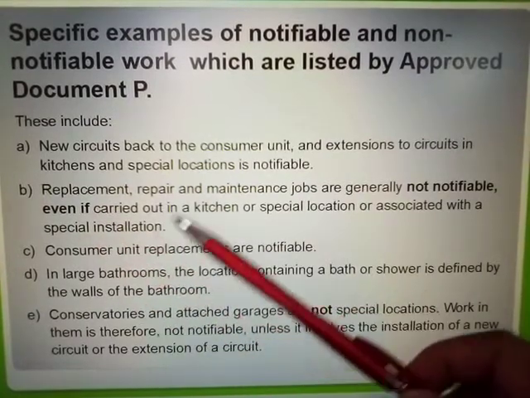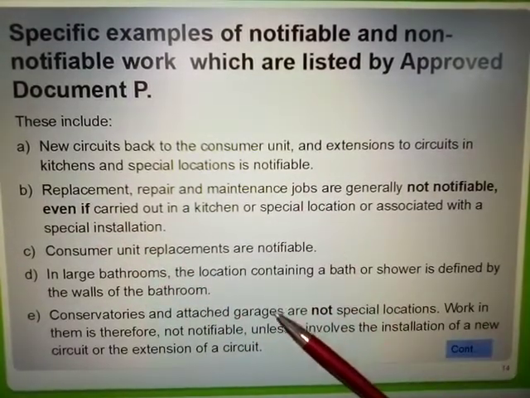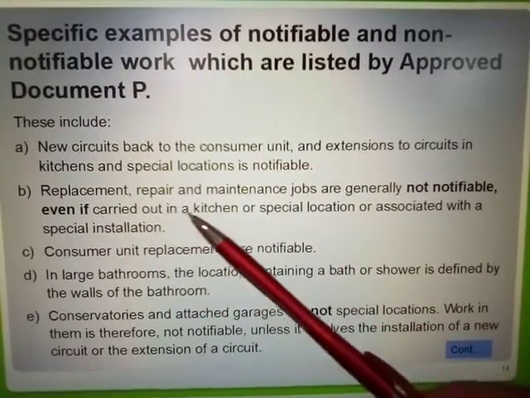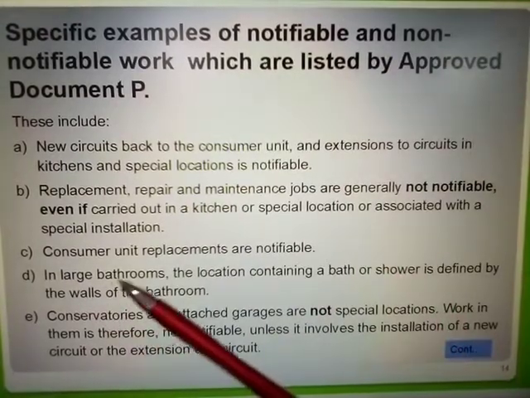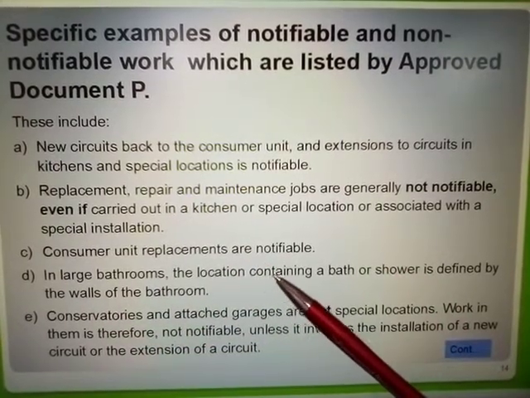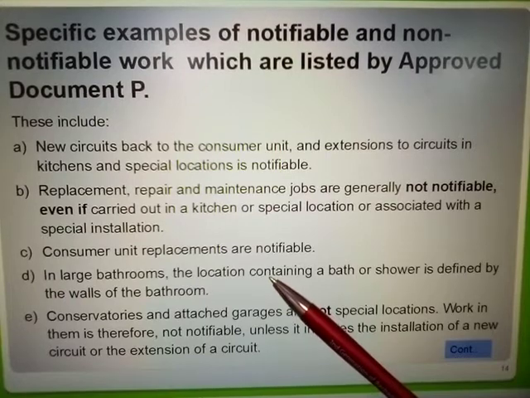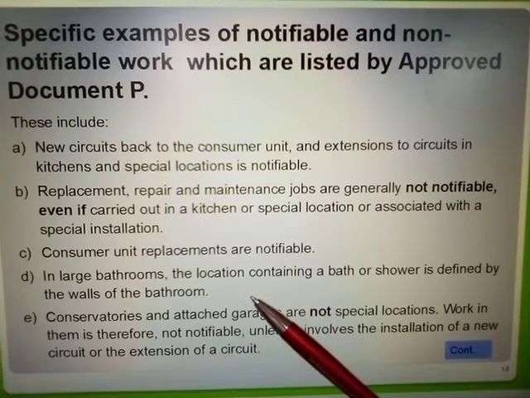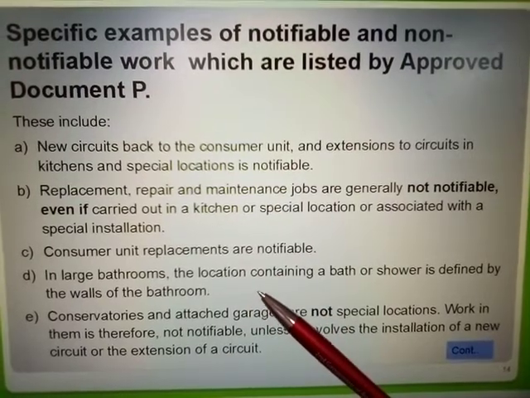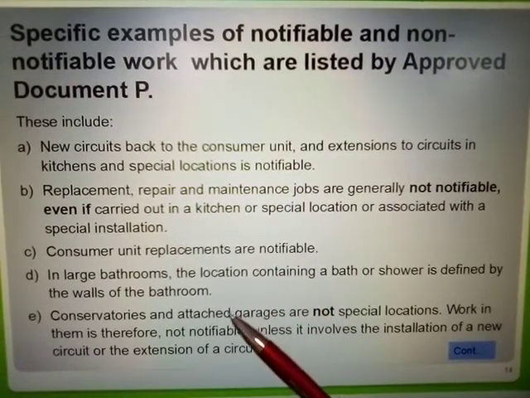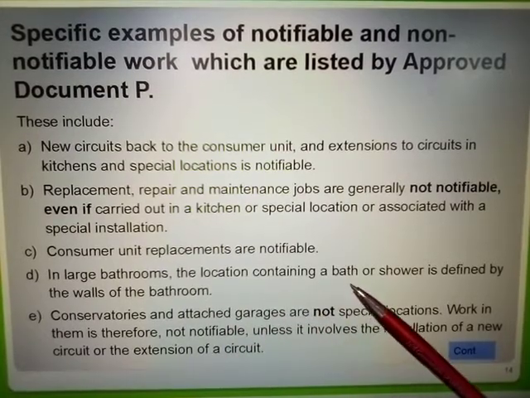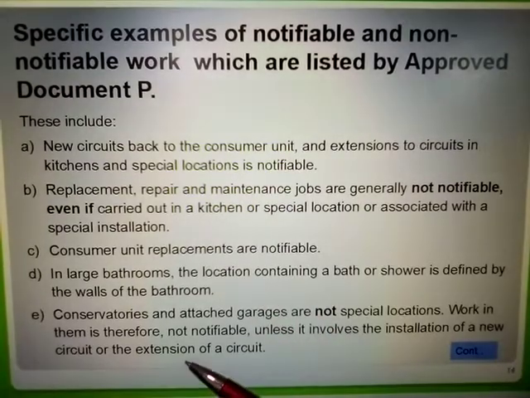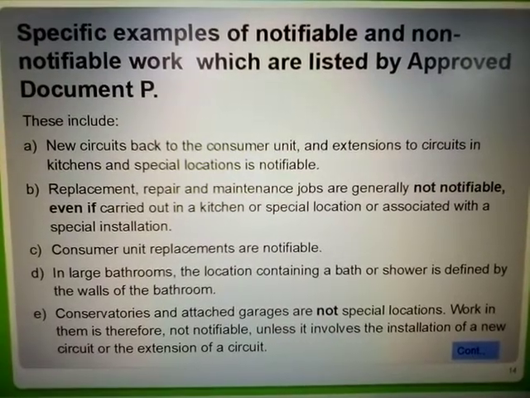Okay, again, read this for yourselves. You don't need me to be reading this to you. Okay, new circuits back to the consumer unit, replacement, repair, and maintenance jobs. Consumer unit replacement are notifiable. In a large bathroom, the location containing a bath or shower is defined by the walls of the bathroom, conservatories, attached garages, etc. Okay.